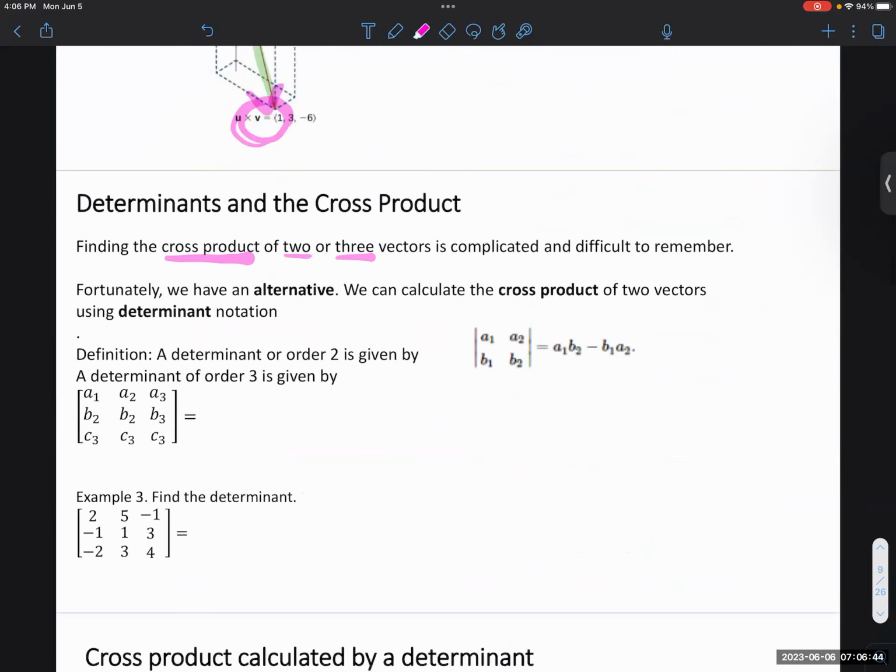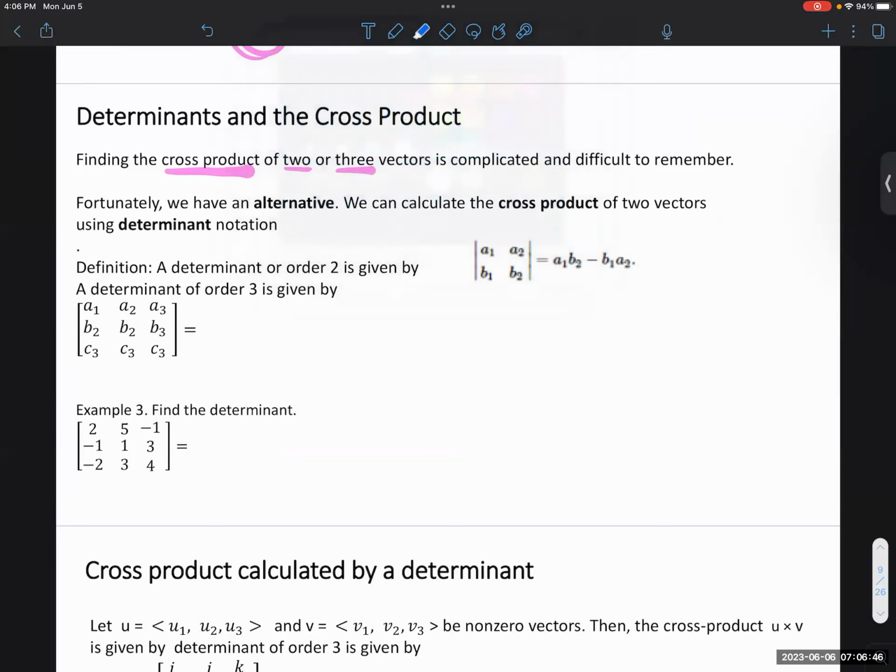So therefore, we're going to use determinant notation as an alternative way of finding the cross product. You may have learned this matrix system because linear algebra is kind of a required course before you take calculus 3. So if you remember the determinant, that's super easy to find out. So for example, you have a 2 vector system.